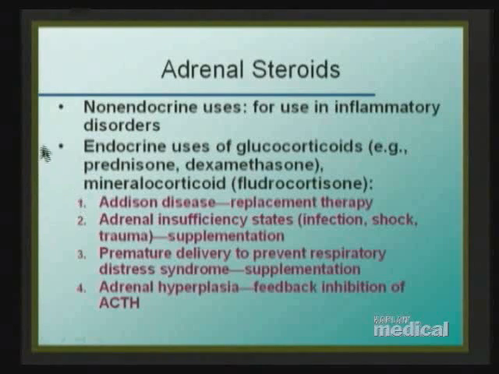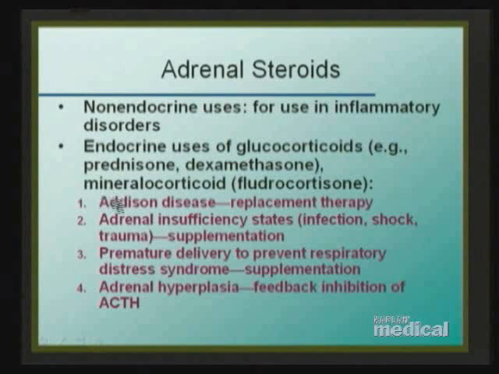In Section 8, Chapter 2, we'll look at steroid hormones. Let's start with adrenal steroids and remind ourselves that there are non-endocrine uses for adrenal steroids. We can double check once again inflammatory disorders. As far as endocrine uses of glucocorticoids, prednisone, dexamethasone, or if the mineralocorticoid, fludrocortisone. Notice we don't use aldosterone itself.